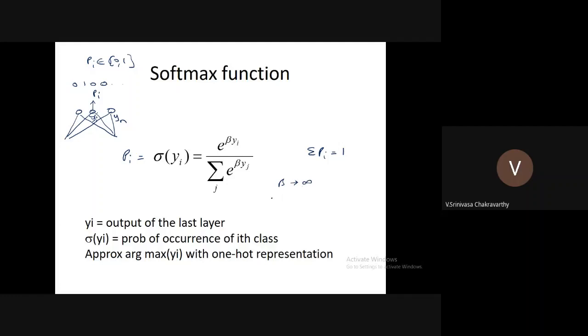So as beta tends to infinity, pi will tend to 1 for i corresponding to max y. If i corresponds to max yi, then the corresponding pi will tend to 1. All the other pi's will tend to 0, for pj with j not equal to i. Okay, so this is a nice property. This is the reason why people use the Softmax principle.